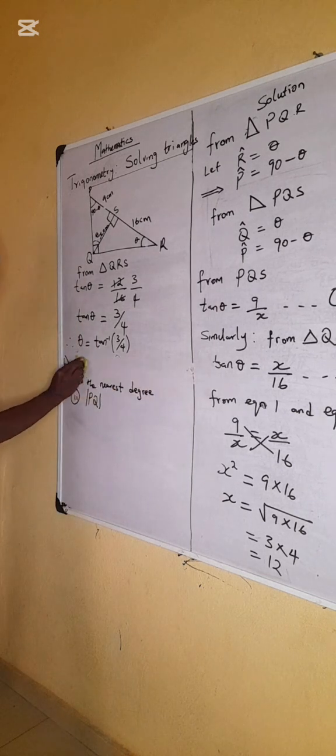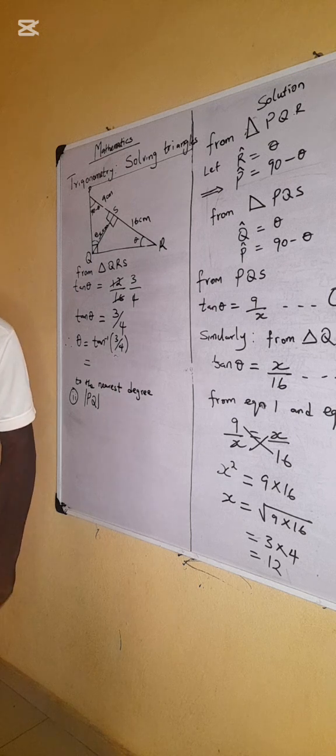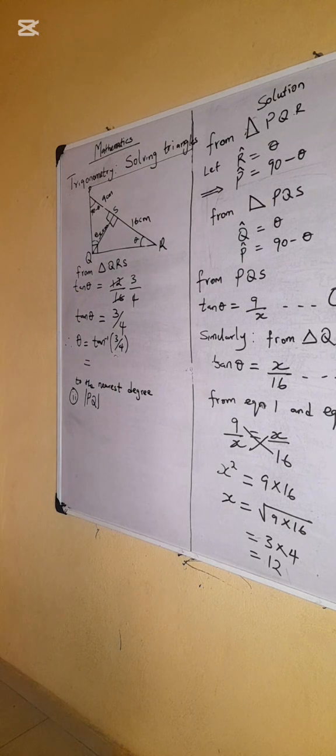So the tan inverse of 3 over 4. What is tan inverse of 3 over 4? Let's get our calculator. I think I have my calculator somewhere. Where is it? Okay. The tan inverse of 3 over 4.